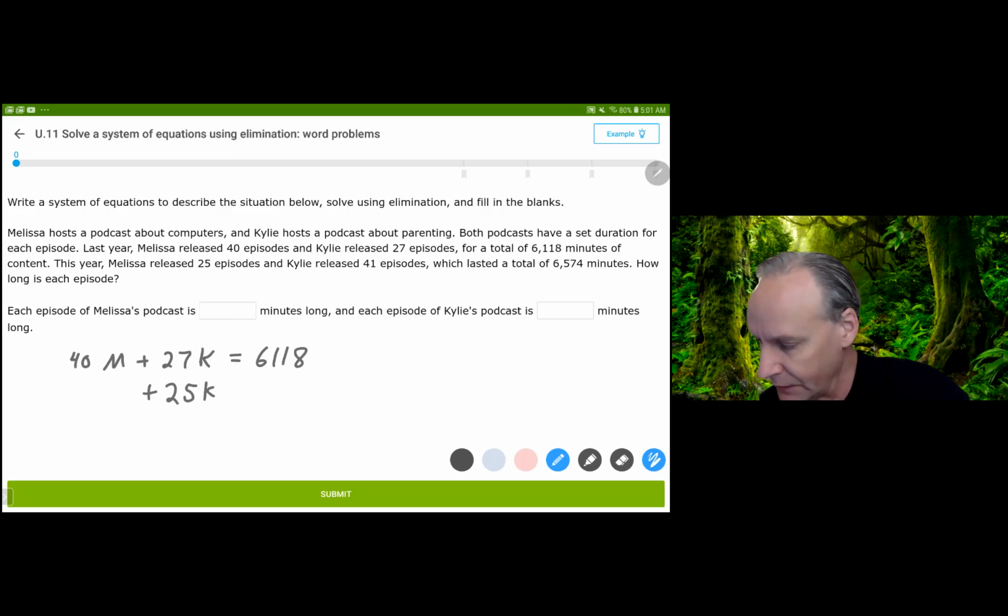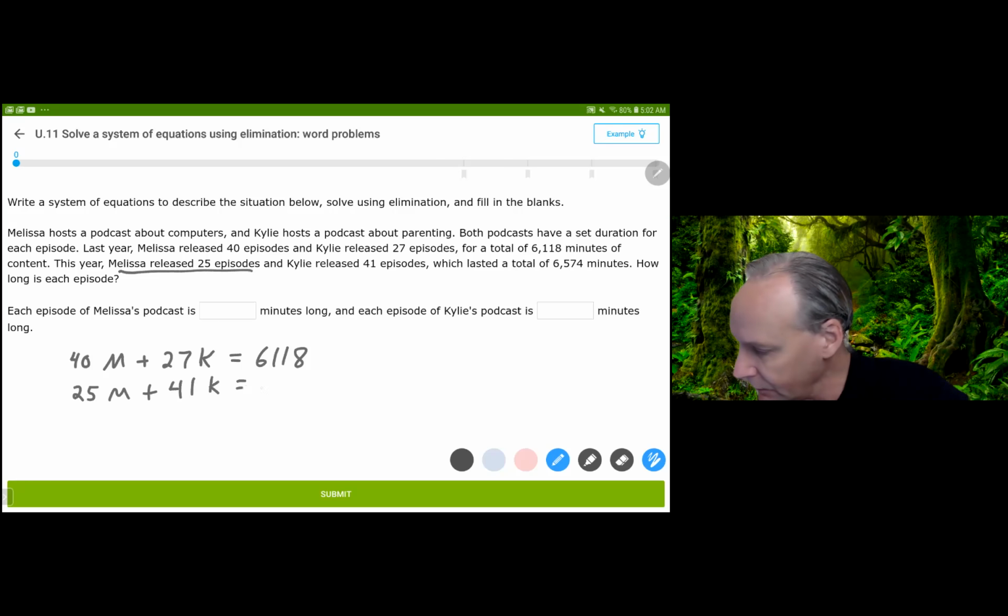Got to make sure you write them underneath each other. And 41, let's see. Oh, sorry. I can't read today. 27 for Melissa. There it is. 25 for Melissa. And 41 for Kylie. And they had a total of 6574.